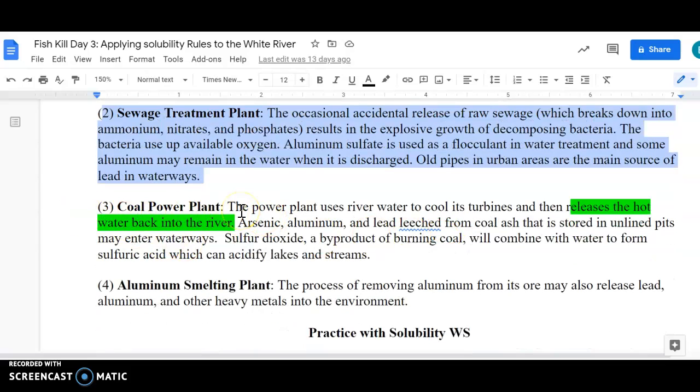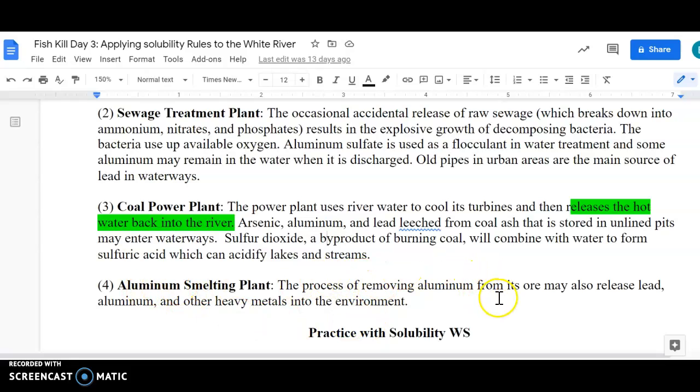So for instance, like yesterday we looked at the coal power plant. The power plant uses river water to cool its turbines and then releases hot water back into the river. So there's a thermal pollutant from those. Arsenic, aluminum, and lead are leached from the coal. So the coal power plant gives off heat, arsenic, aluminum, and lead. Also sulfur dioxide that combines with water to make sulfuric acid, which makes it acidic. So coal power plants give off metals, they heat up the water, and they also give sulfuric acid, which makes it acidic. So it's 3 things from the coal power plant.